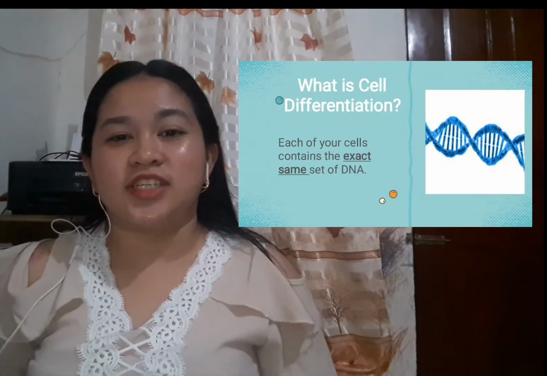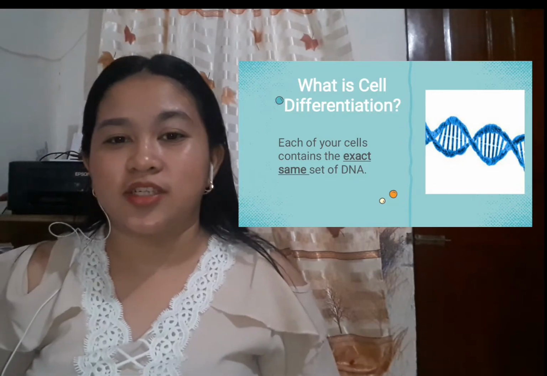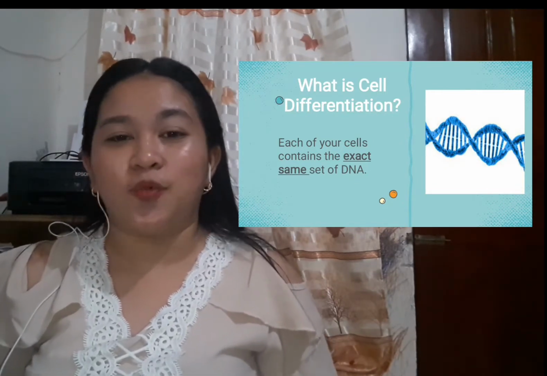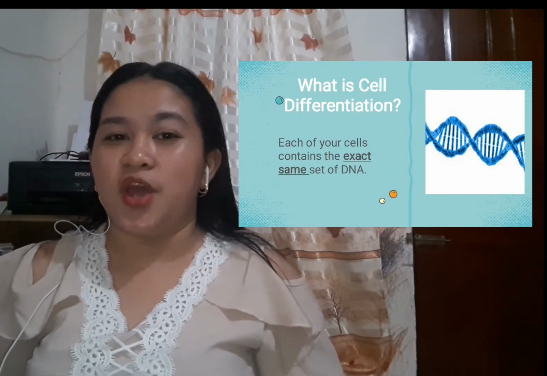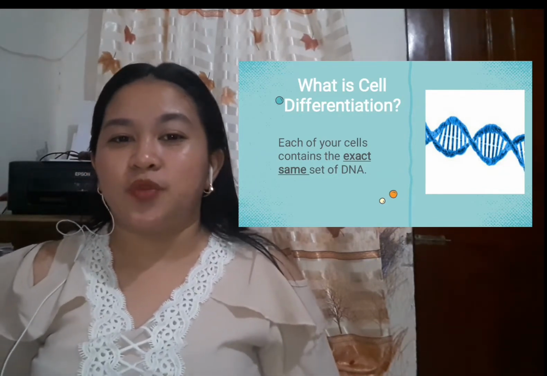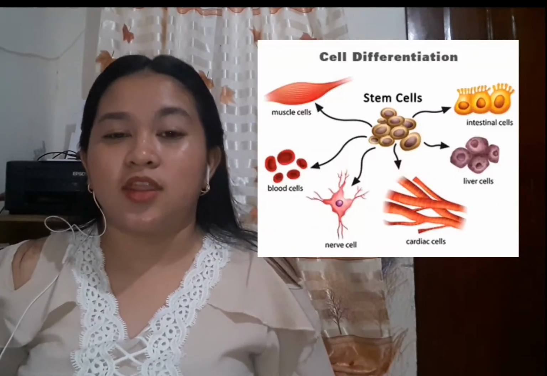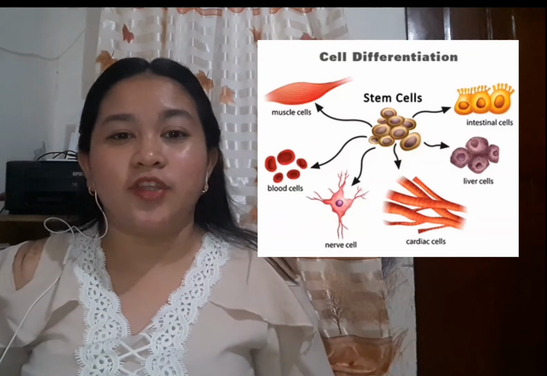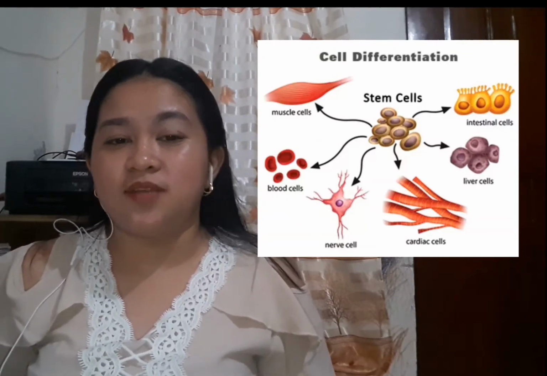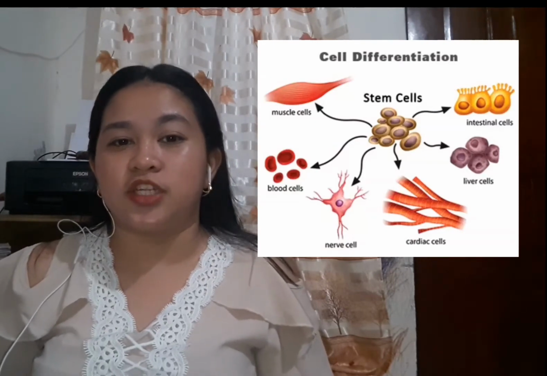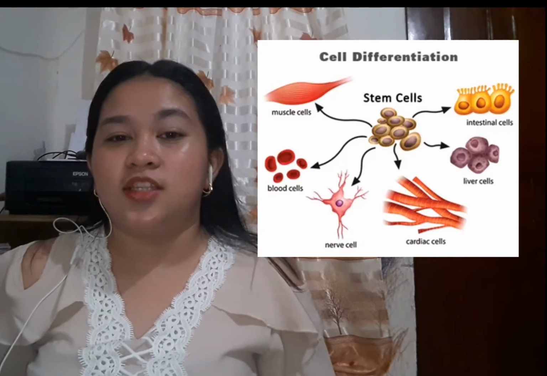Now, if each of your cells contains the exact same set of DNA, then why aren't cells the same? And why don't they all look the same and have the same functions? Well, that's because of what we call cell differentiation. As we look at this chart, we have in the middle something called stem cells. And really, stem cells are going to differentiate into all different cell types. This is called cell differentiation.